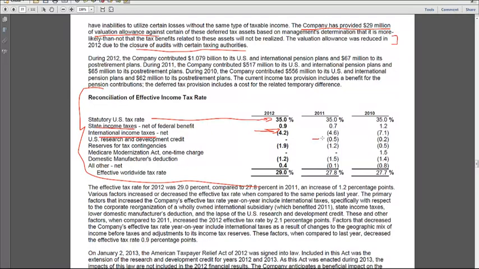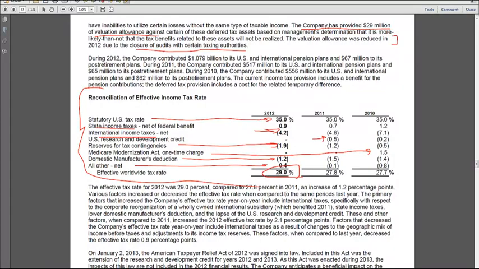There used to be a U.S. R&D credit they were getting, reserves for tax contingencies, the Medicare Modernization Act of 2010. You all remember that. Well, that was a one-time effect on their taxes, a domestic manufacturer's deduction, and then all other net gives them an effective tax rate of 29%.